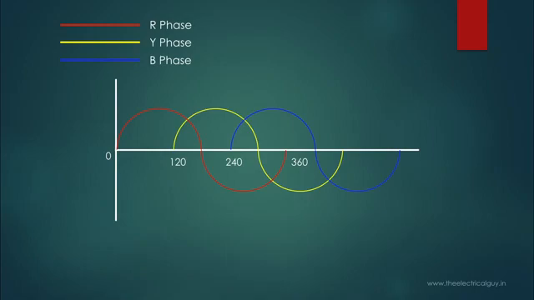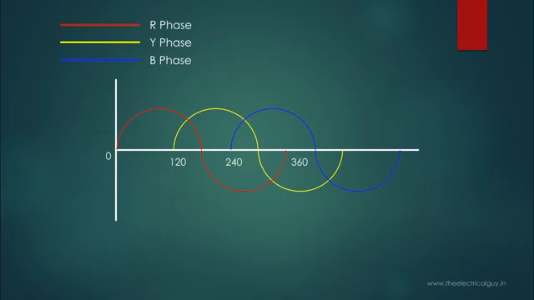So if you observe the sequence of reaching peak values, you will find that winding R is reaching its peak value first, and then winding Y, and then winding B. And this sequence will continue as long as the magnet is rotating in clockwise direction.